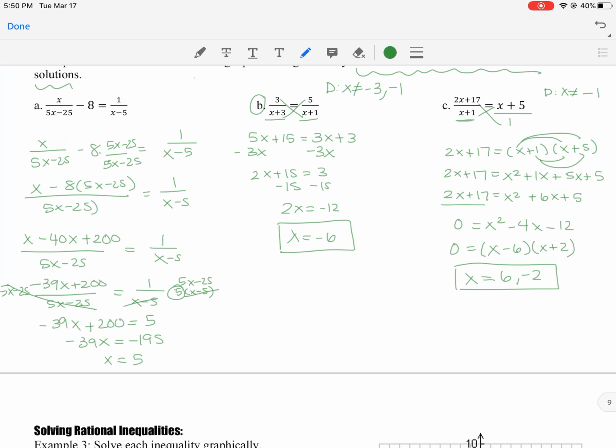Okay, let's go back. If we look at the original problem, whether you look at the x minus 5 as well as the 5x minus 25, our domain here is x cannot be 5. So this is actually an extraneous solution. So you can think about the answer as does not exist. Right, there's no real solution here that works.